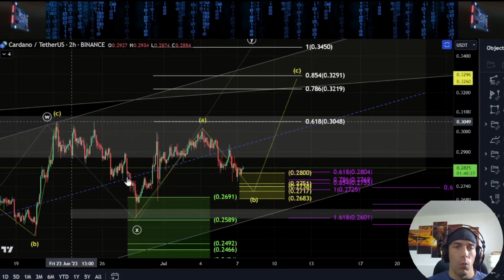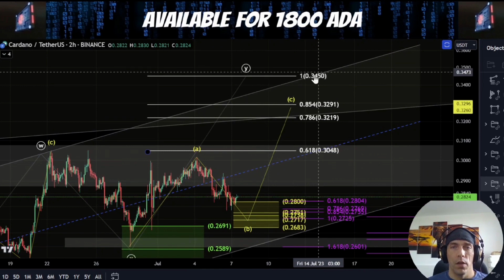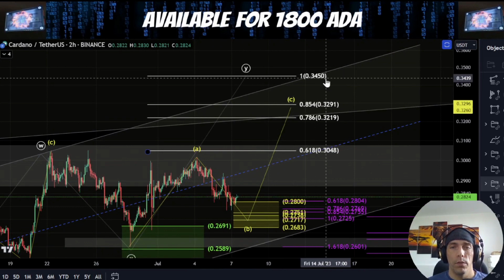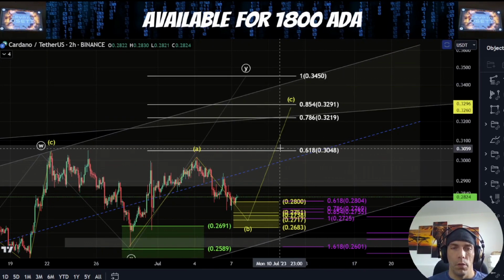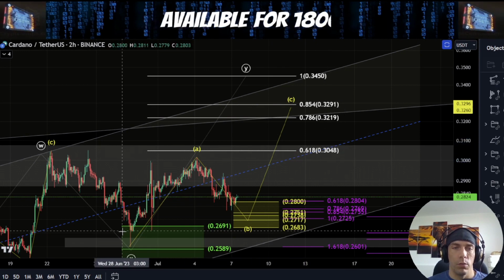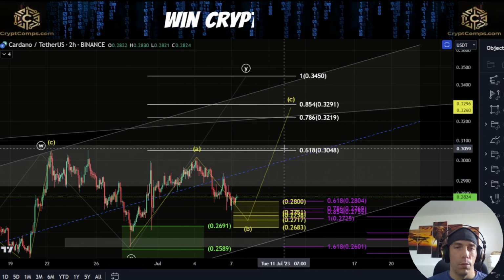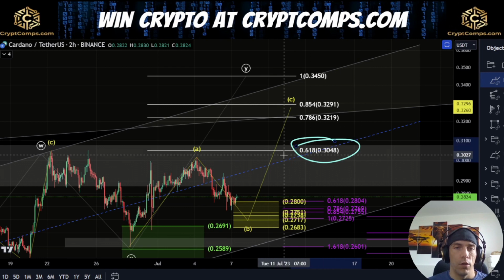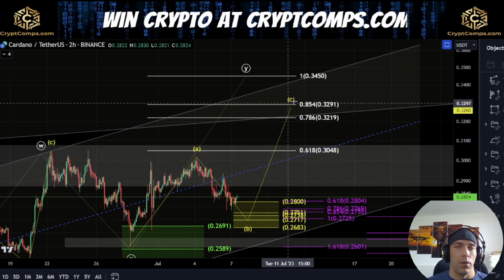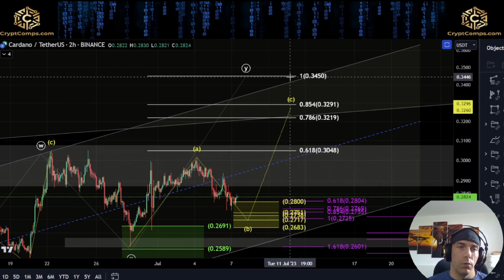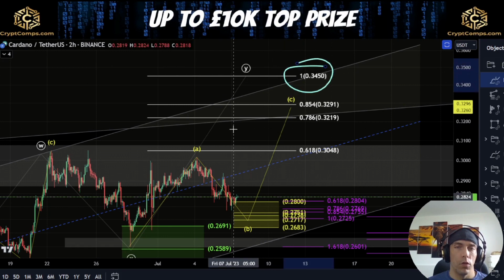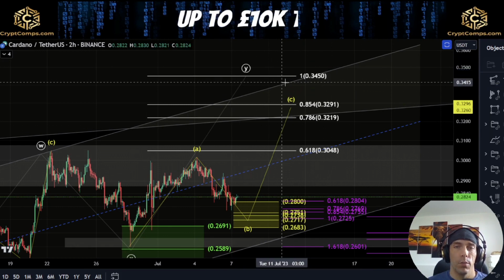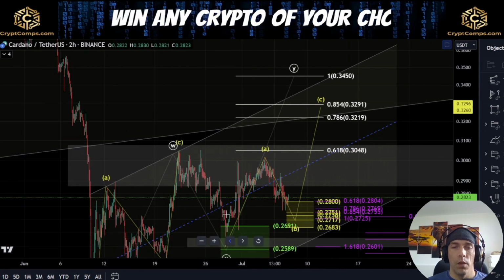So currently our Y wave target is between this 1-to-1, which would be this 34.50, and another interesting zone I'm keeping an eye on here is this 0.618. In the case that we get a double top form here, this could potentially be an interesting area to keep an eye on. Now, if we do look to push back up here towards this 1-to-1, I would be looking towards the top end of this channel again and possibly looking for this Y wave to be in progress right now.